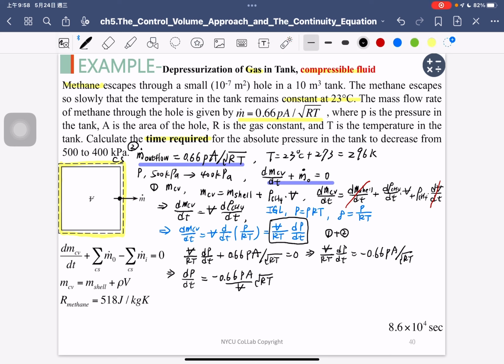So I wanted to deal with the integration problem, so I put the pressure together. So the dP and the pressure, I move the pressure here to the left. Okay, and the right hand side I only have minus 0.66 times area divided by the volume and the root of RT, and the dt. Then we can do the integration for this problem, and all the constants are showing here. So I draw the integration in here. So how does the pressure change?